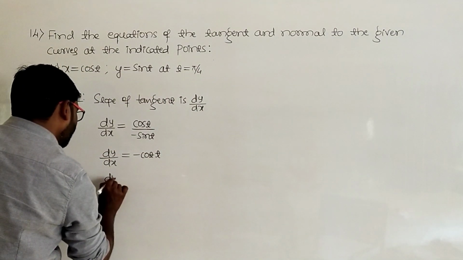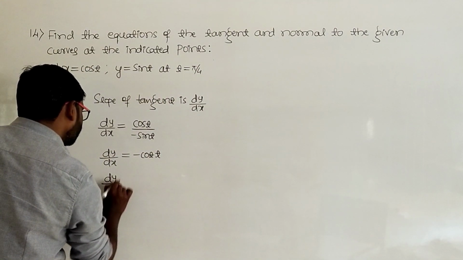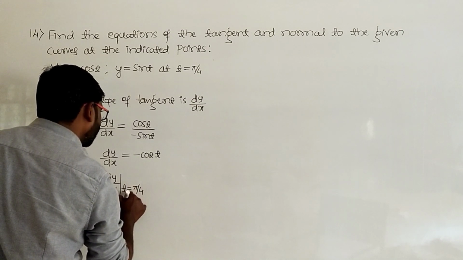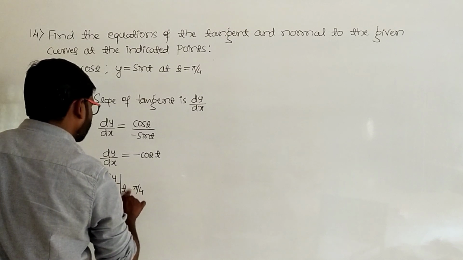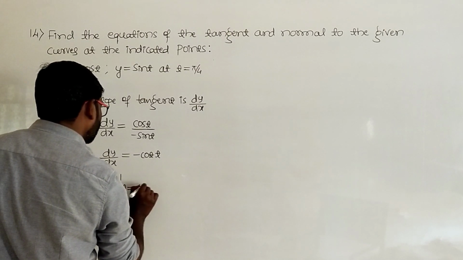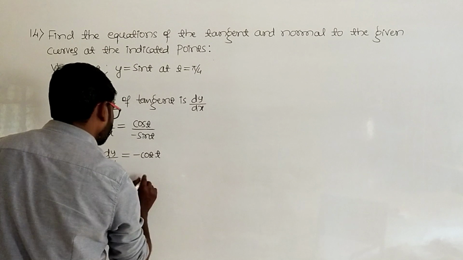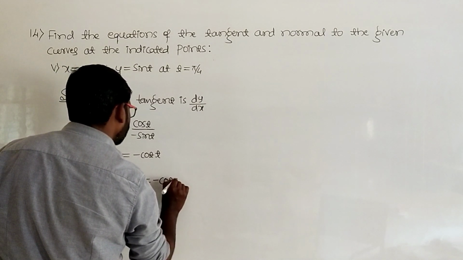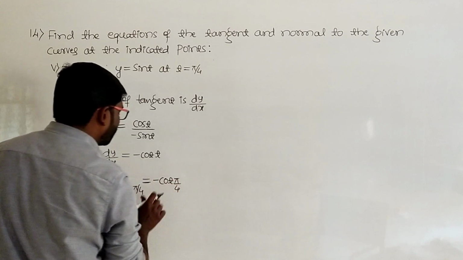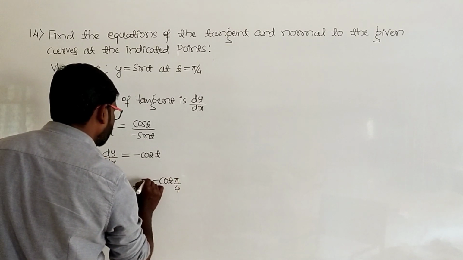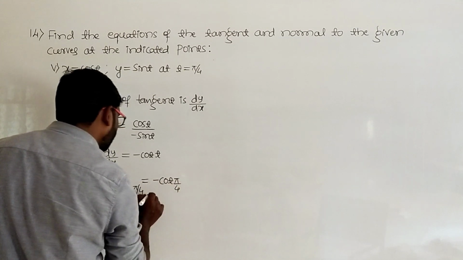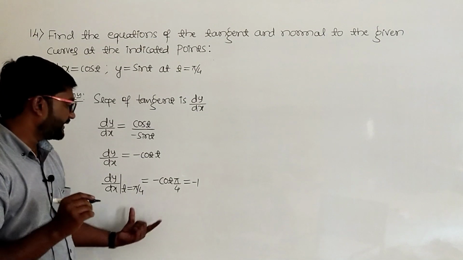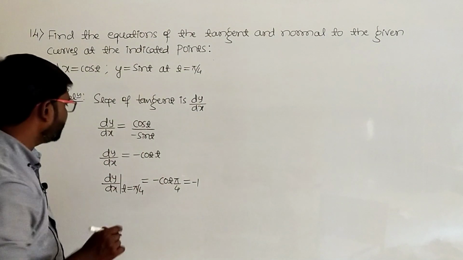So dy by dx at t equal to pi by 4, what do we get? Which is equal to minus cot pi by 4. What is cot pi by 4? It is 1. That means the slope of the tangent is going to be minus 1. So we have got the slope of the tangent. With the help of this, we can write the equation of the tangent.